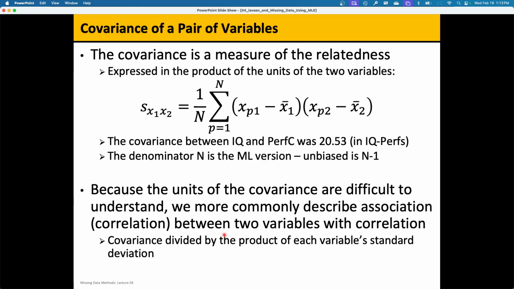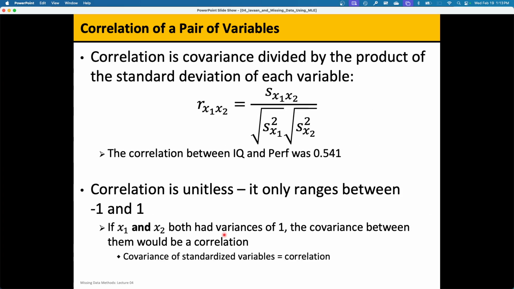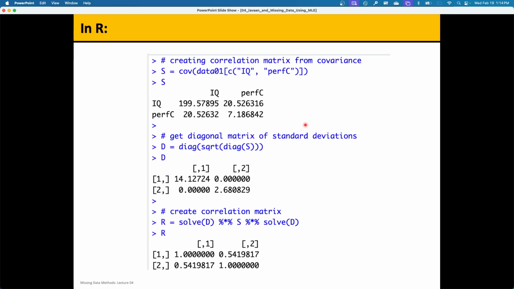Correlation is the covariance divided by the product of each variable's standard deviation. So if S was in IQ units and performance units, and the standard deviations are in IQ units here and performance units there, we've removed the units from the equation, and now correlation ranges between -1 and 1. But you've seen that before.